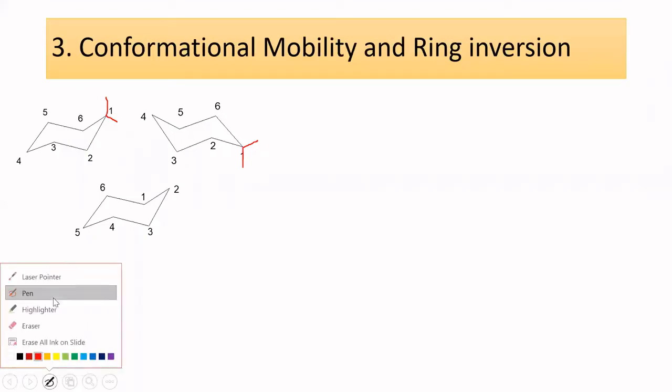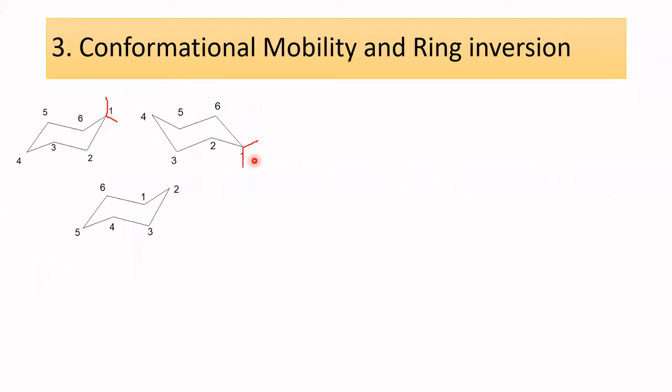So in the case of the first structure and the second structure, what is happening? There are some changes in the structure, but if I keep this structure on top of this, they will not match with each other. They're not superimposable, or they're not exactly equivalent structures. So when you have some conformational changes within the molecule and these changes are not equivalent to the previous one, we call this concept ring inversion.